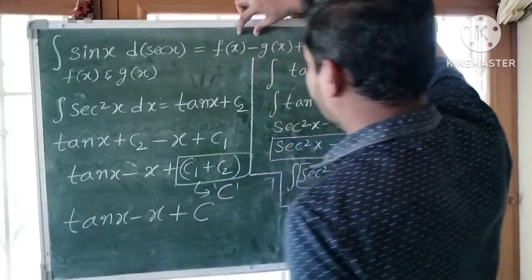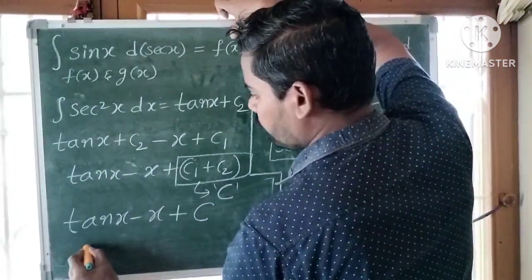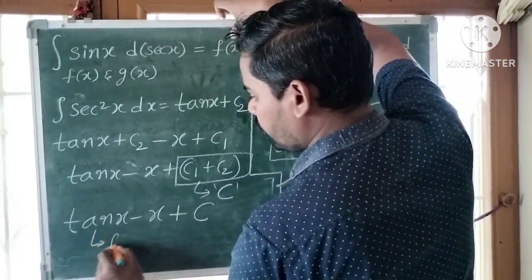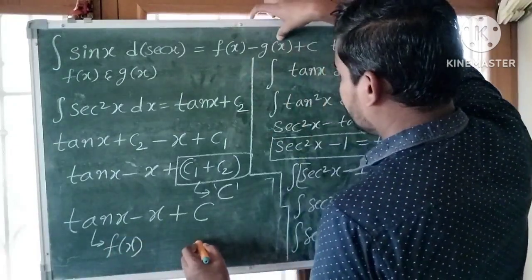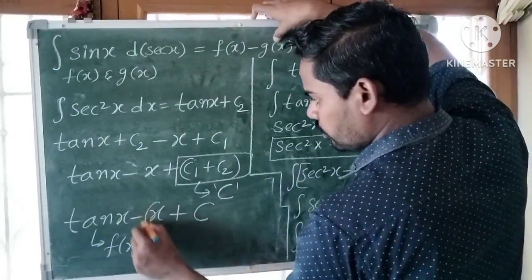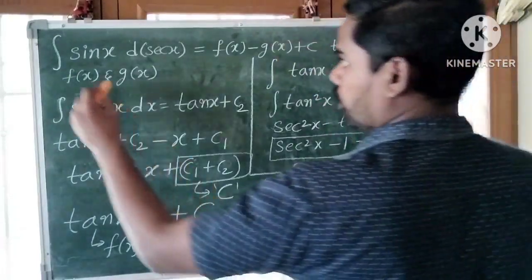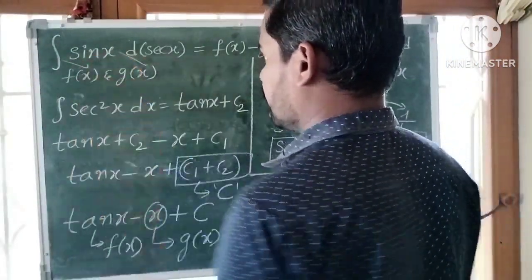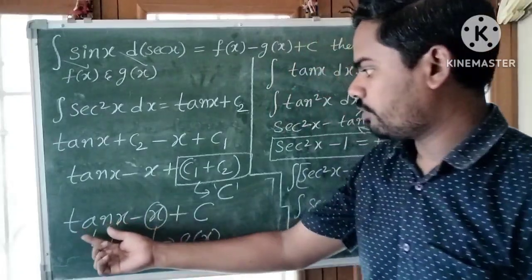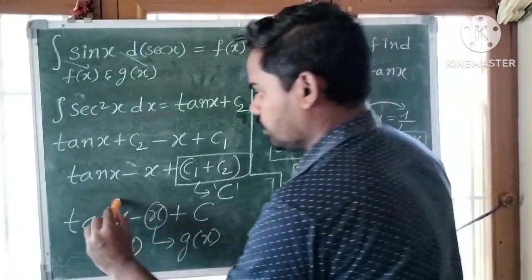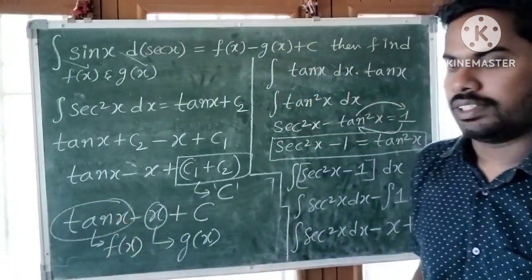Now compare with the RHS. So f of x is equal to what? Here f of x is equal to tan x, and minus g of x means g of x is equal to x. Therefore the values of f of x and g of x are tan x and x. F of x is equal to tan x and g of x is equal to x.